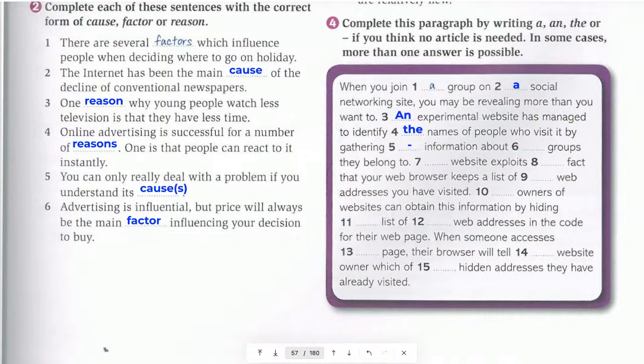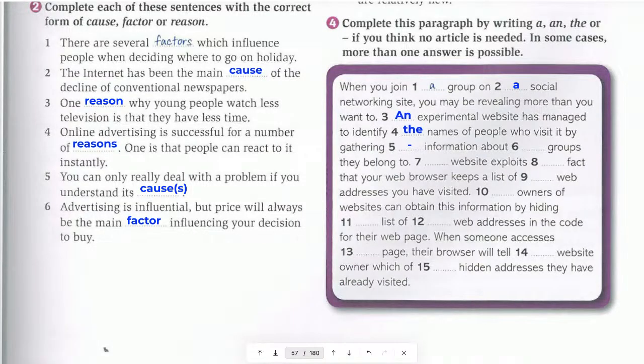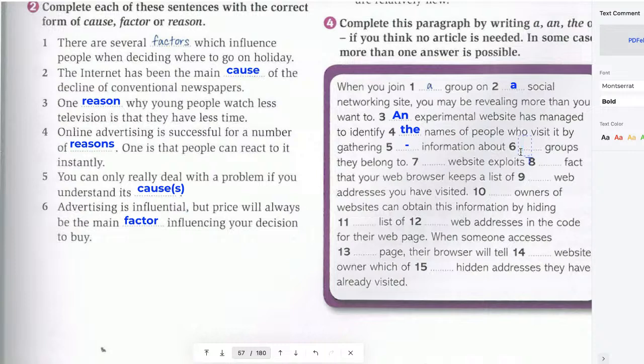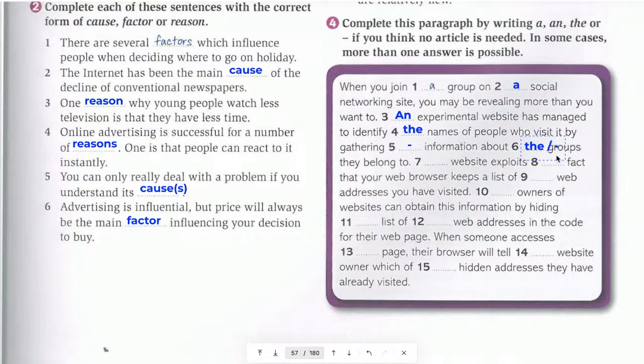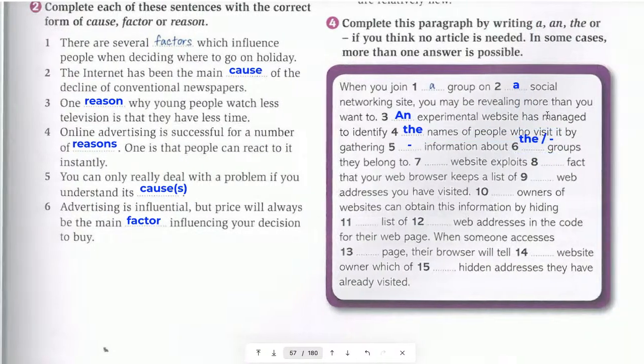Number 6, what? Yeah, "the" or nothing. And of course the meaning should be different. About the groups they belong to, or about groups they belong to. If we use "the", that means the groups must be very specific, and if we don't use anything, that means groups in general.